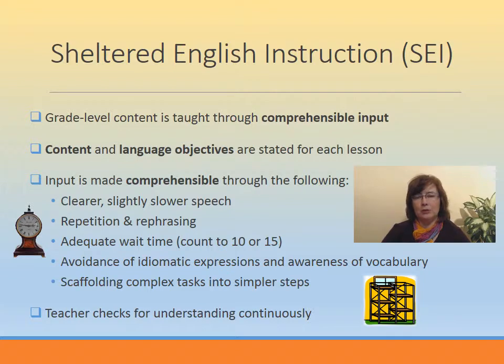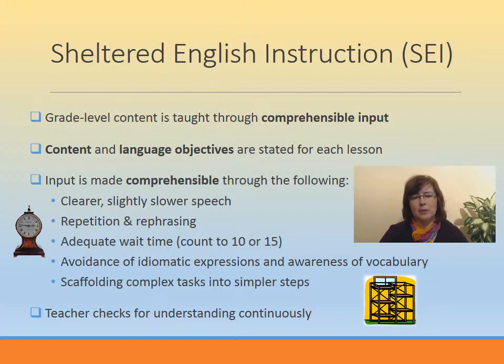Sheltered English Instruction, or SEI, is designed for ELLs who have reached at least an intermediate level of proficiency and who possess basic literacy skills, although I've seen it used with newcomers who are also learning basic English. Grade level content is taught through the vehicle of comprehensible input. Here, input refers to speech or printed text. Content and language objectives are stated for each lesson, including vocabulary.